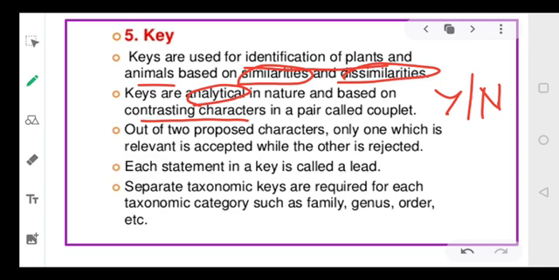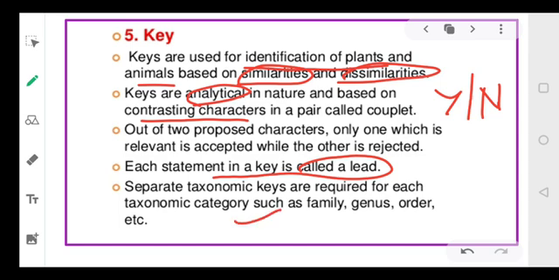So basically the characteristics we take are opposed, or you can say contrasting, characters. If one is accepted, the organism could be one thing; if it is not accepted, it is something else. And each statement in a key is called a lead. Like a hint: suppose a puzzle is very difficult, we give a lead, a key or a hint to the child. So by asking questions, we are providing hints so that he can guess which organism it is.